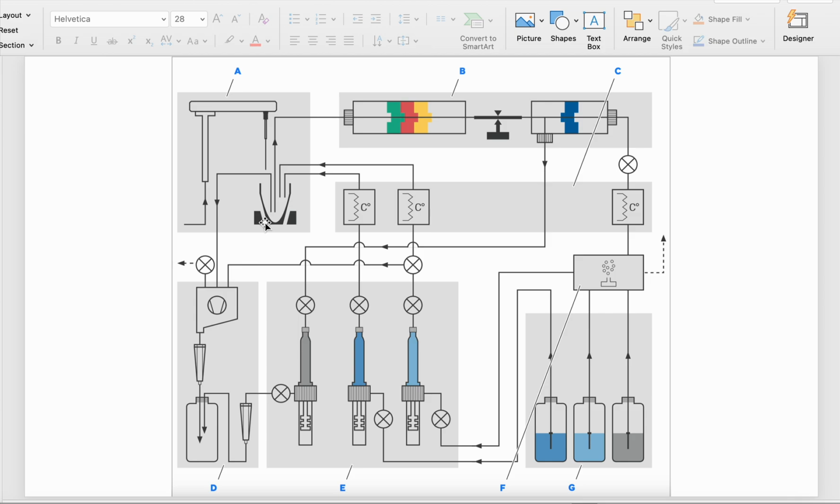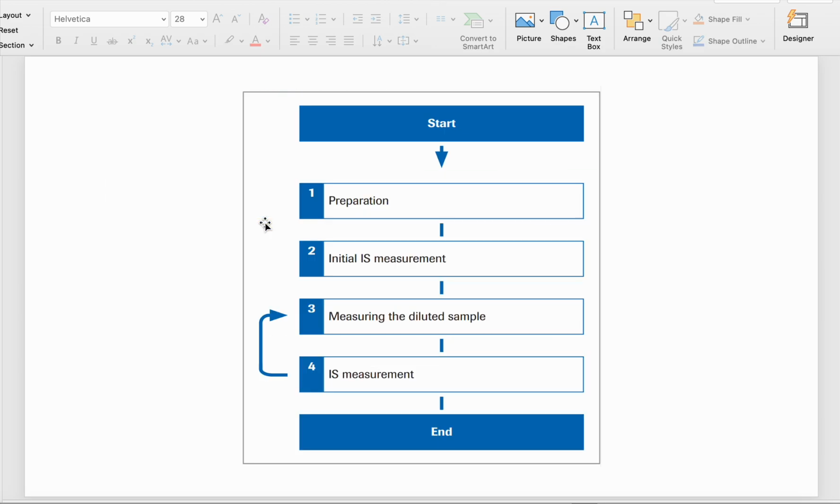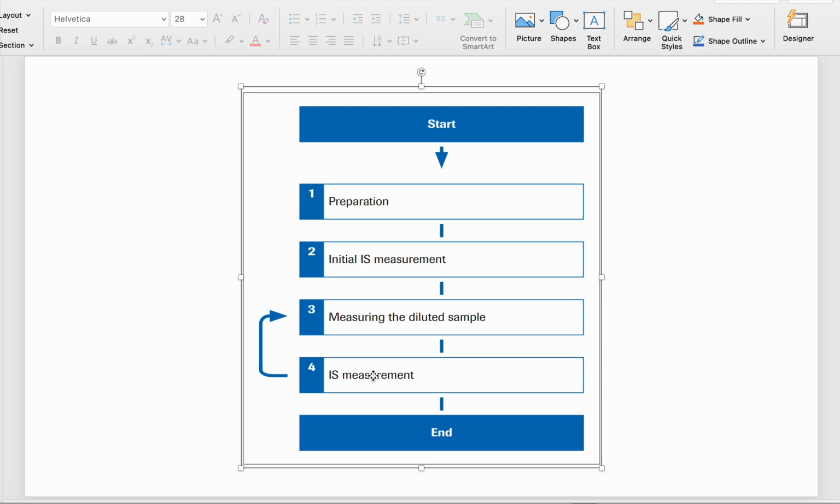So let us go to the principles. The principles explain how the machine runs. This is the overview: preparation, then the initial standard measurement. Before the sample, the standard has to be measured, then the sample is diluted and measured, and then another standard measurement happens. We'll go over them one by one.